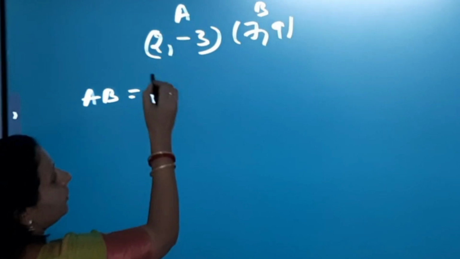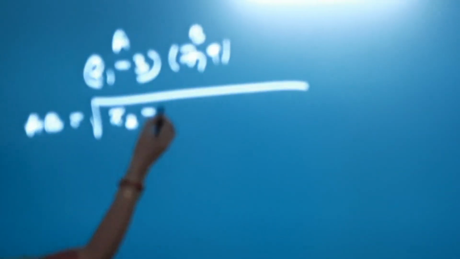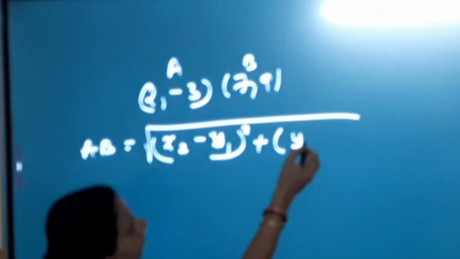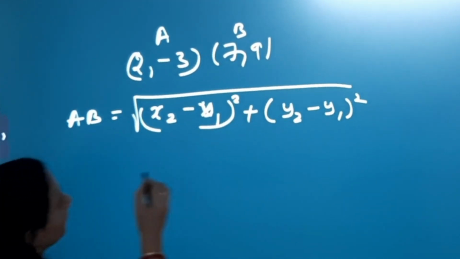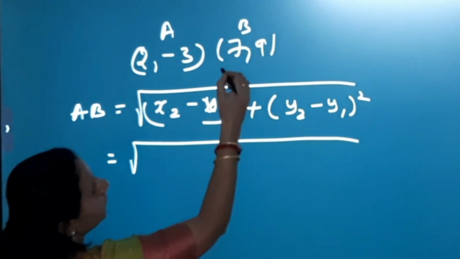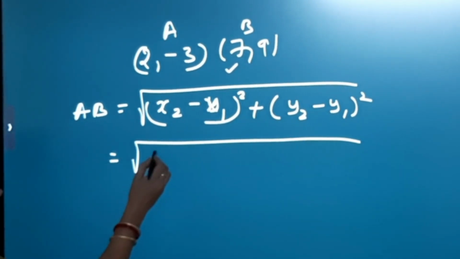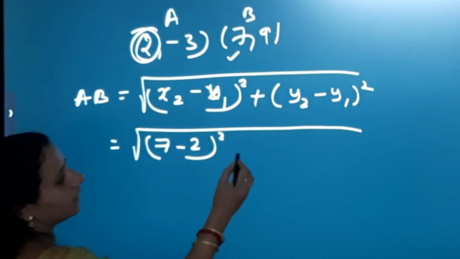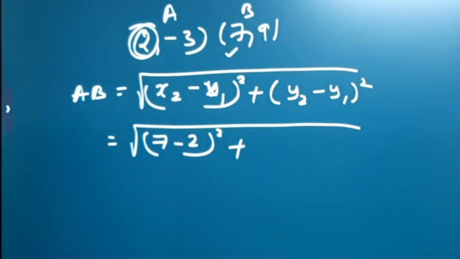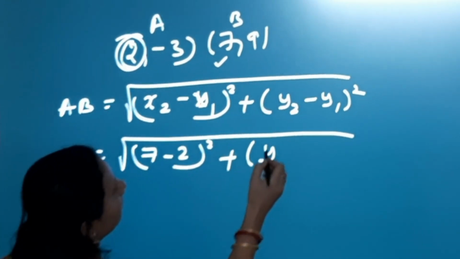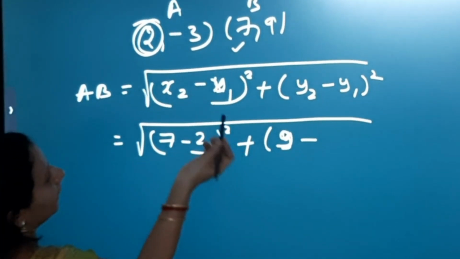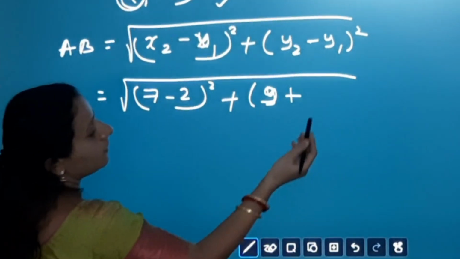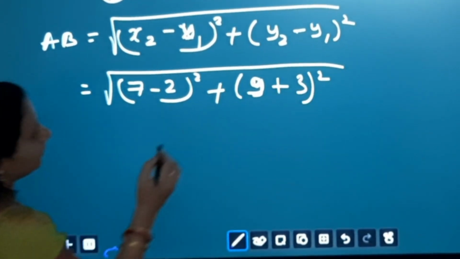Here the formula for distance is under root (x2 minus x1) whole square plus (y2 minus y1) square. Now what is x2 here? The second coordinate is x2, thus 7 minus the first coordinate 2, making a square of that. Now y2 is 9, so 9 minus minus 3. As the formula has a minus and this value has a minus, they get multiplied and it will be plus 3 square.